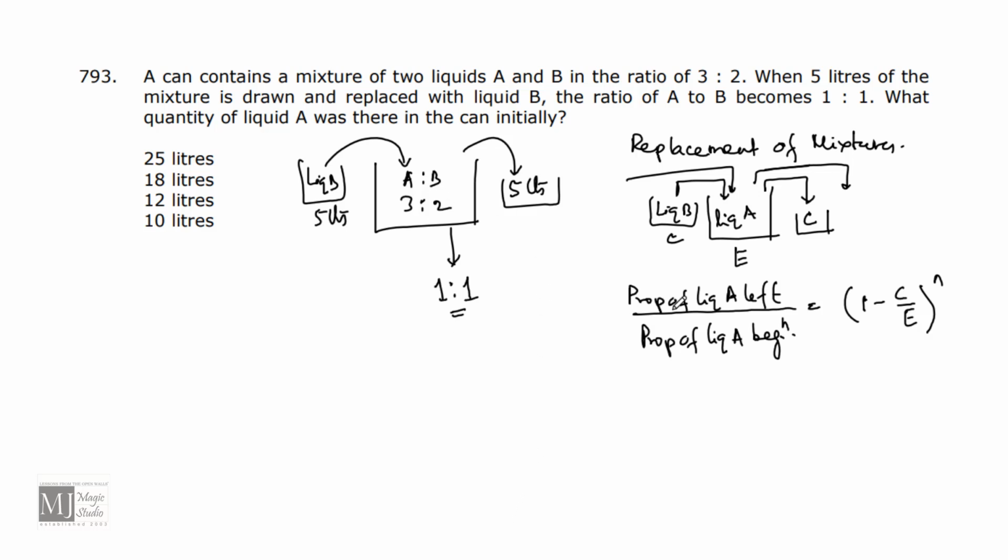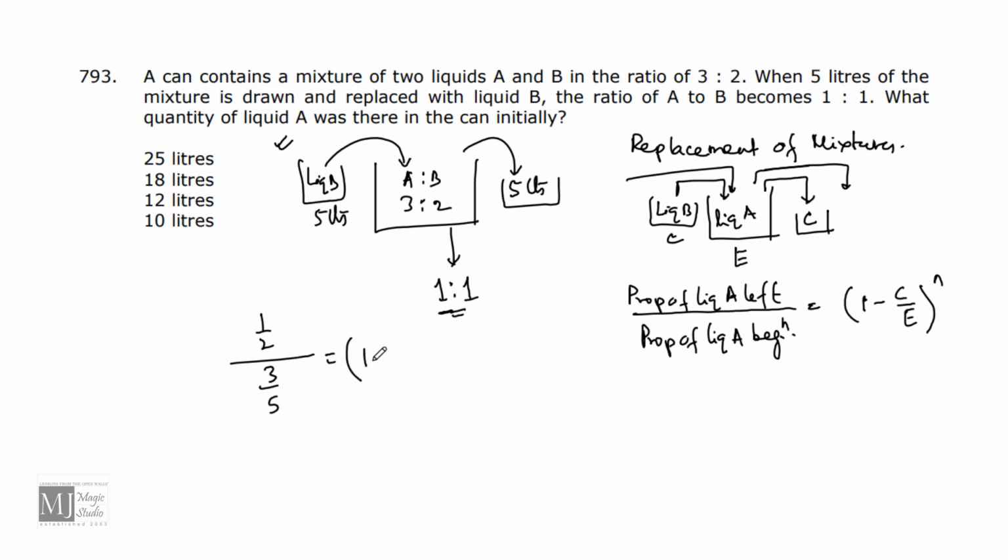Now, here, what was the proportion of liquid A left? You may ask what to take, liquid A or liquid B. If we are adding liquid B, in this formula A will feature. If we are adding liquid A every time, then in this formula B will feature. But here we are adding liquid B, so we can use this formula directly with liquid A. Proportion of liquid A left is 1 by 2. Proportion of liquid A in the beginning is 3 by 5.